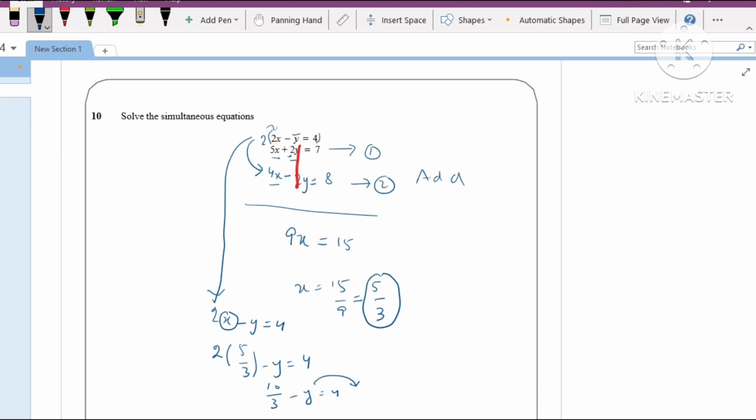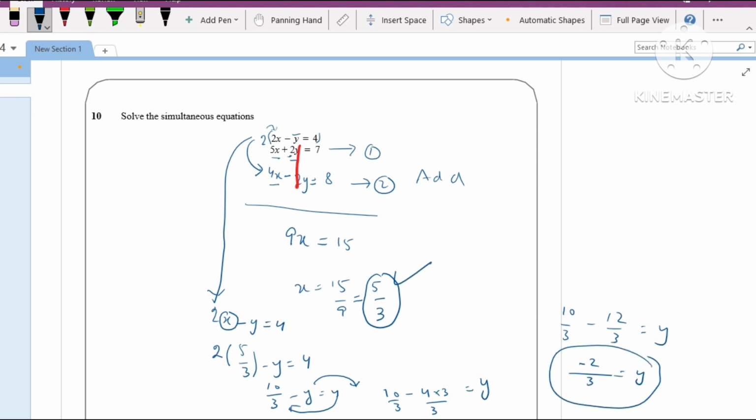It will be plus y, and my plus 4, it will be minus 4 here. 10 over 3 minus 4. To make the denominators the same, multiply both numbers by 3, so it becomes 10 over 3 minus 12 over 3 is equal to y. So 10 minus 12, that is minus 2 over 3, that is the value for y. This is the value for y, and this is the value for x. This was the question about the simultaneous equation, question number 10.